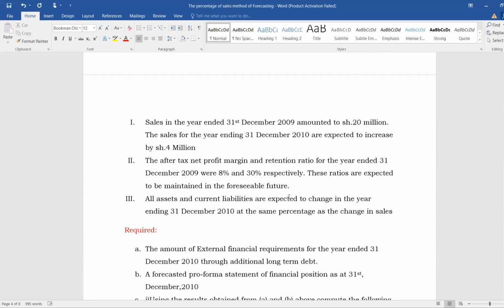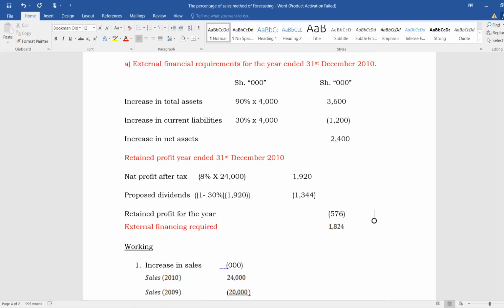So that's why I'm saying here, retained profit for the year ended that 1st December 2010. Forecasted retained profit. So we need to start by establishing the forecasted net profit after tax. Mimi nafikiri wenzangu hapo mnaona mzuri forecasted. Hii ni 1 year's time from now, si ndio? So net profit after tax, we know the after tax profit margin, isn't it?